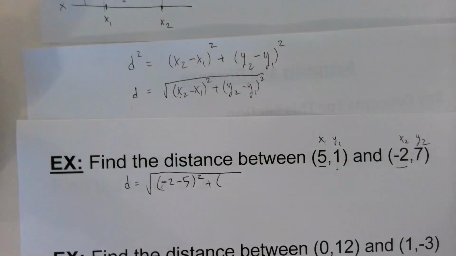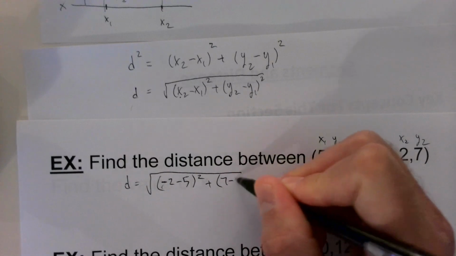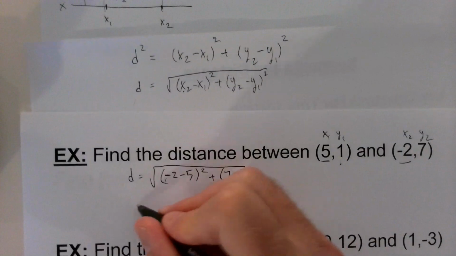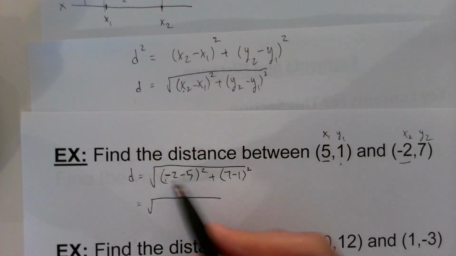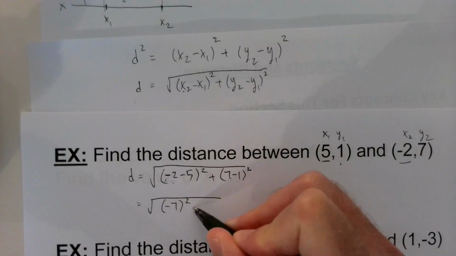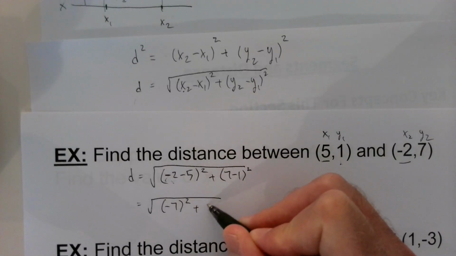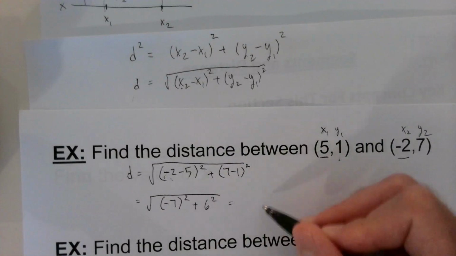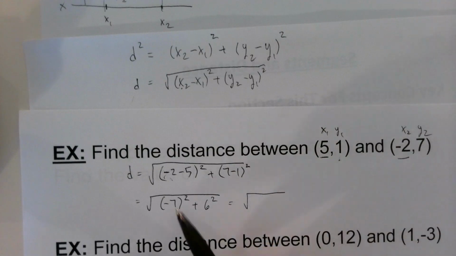Biggest mistake students make on this is they kind of mix up their x's and y's. So that's x minus x. Now we need to do y minus y. And each difference we square. So this is the square root of (-7) in parentheses squared plus 6 squared. You can put that in parentheses if you want, but there's no negative, so there's really no point in doing that. Okay, so you have to square before you square root.